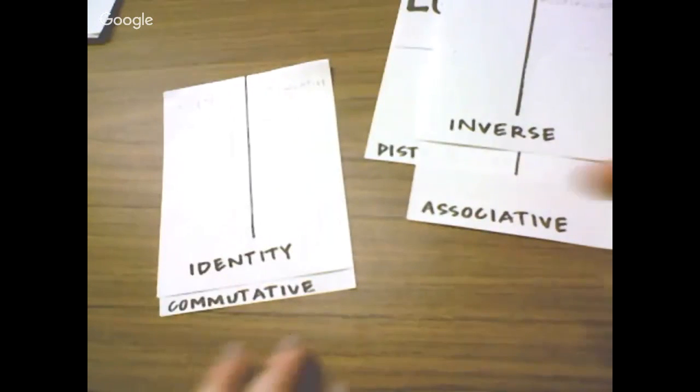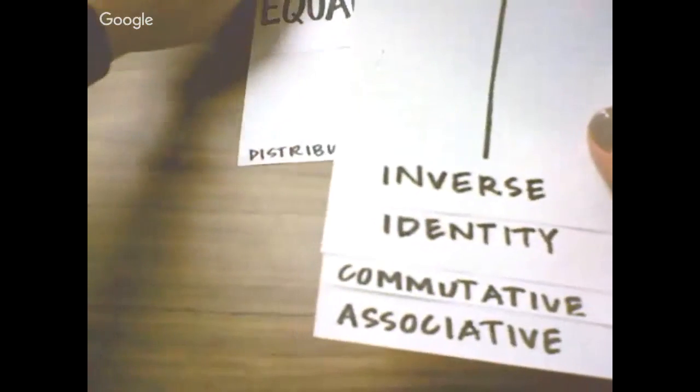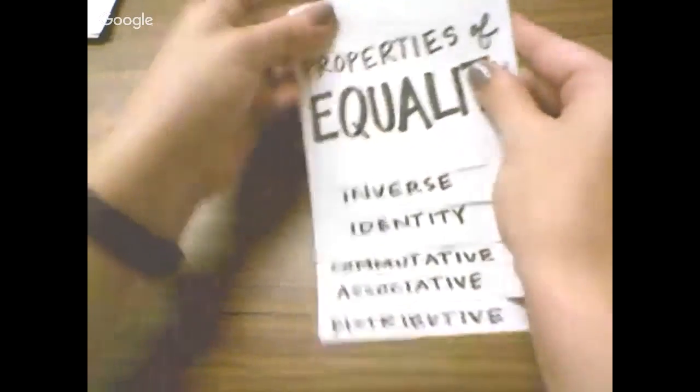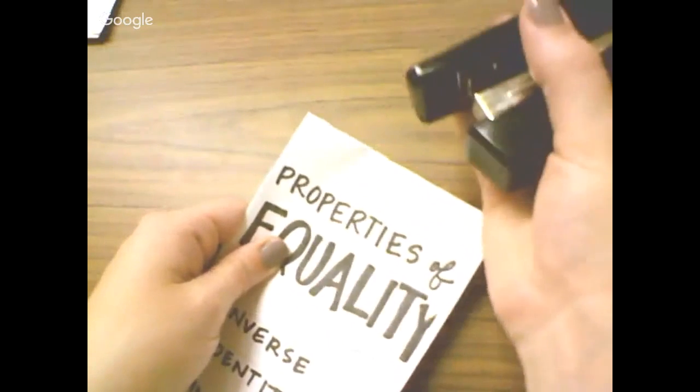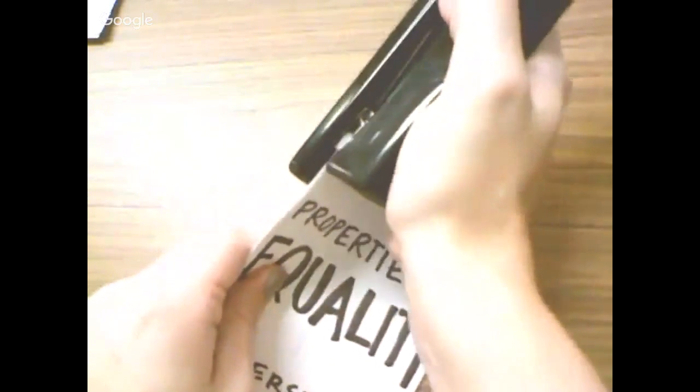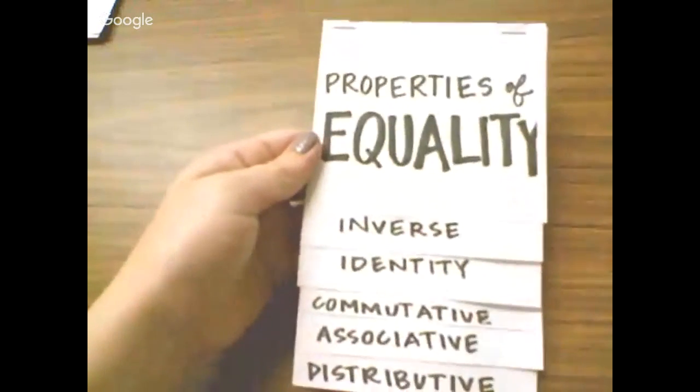Okay. Now you're going to start with your identity commutative. This is going to go inside your inverse associative. So it goes inside like that. Okay? Then this whole thing goes inside this one. So now you have a nice little booklet. So make sure that's all together. You're going to take your stapler and staple it together. So now we have our nice booklet.